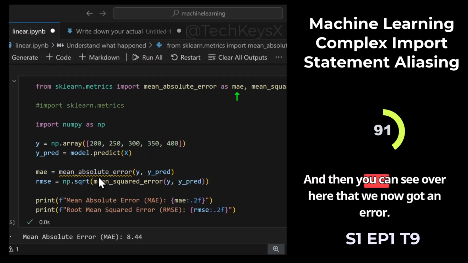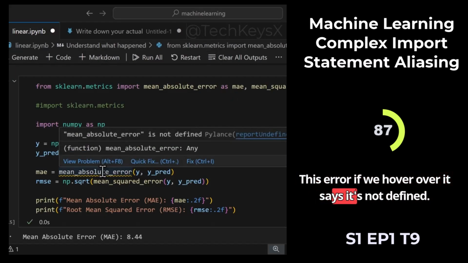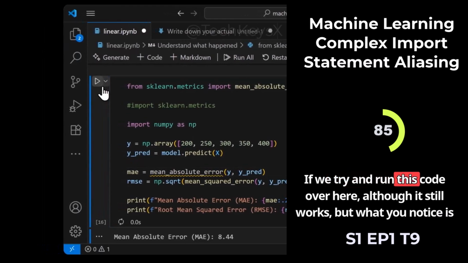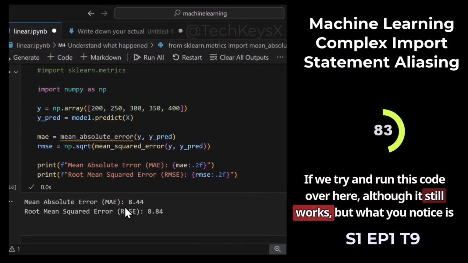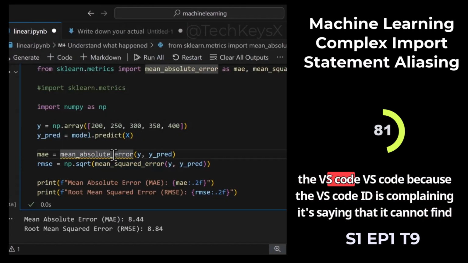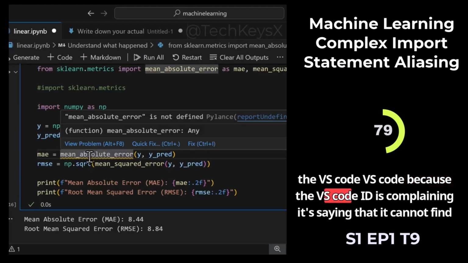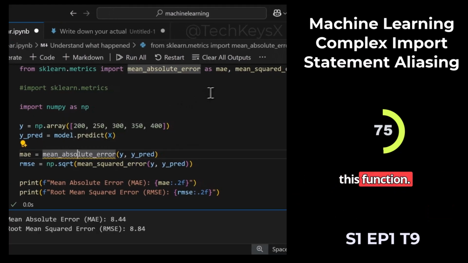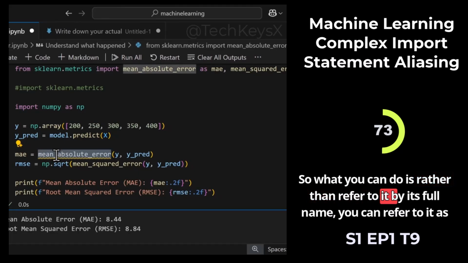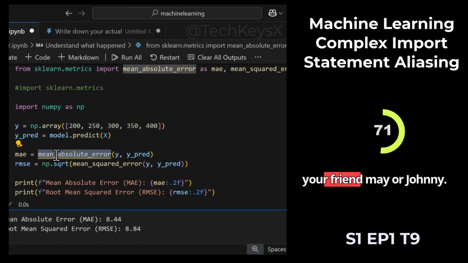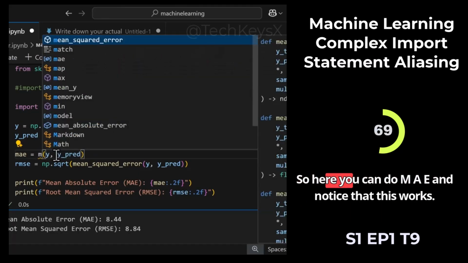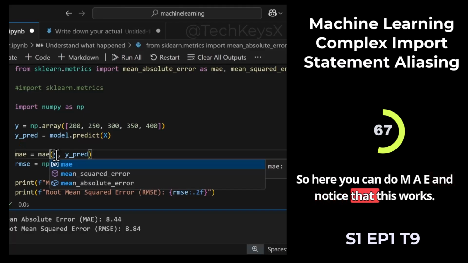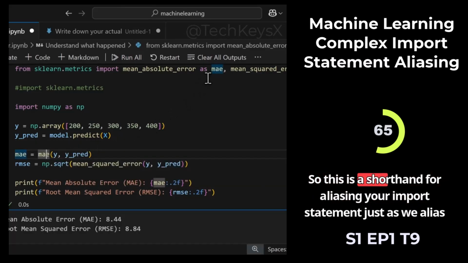And then you can see over here that we now got an error. This error, if we hover over it, says it's not defined. If we try and run this code over here, although it still works, what you notice is VS Code, the IDE, is complaining. It's saying that it cannot find this function. So rather than refer to it by its full name, you can refer to it as your friend Johnny. So here you can do MAE, and notice that this works. So this is a shorthand for aliasing your import statement.